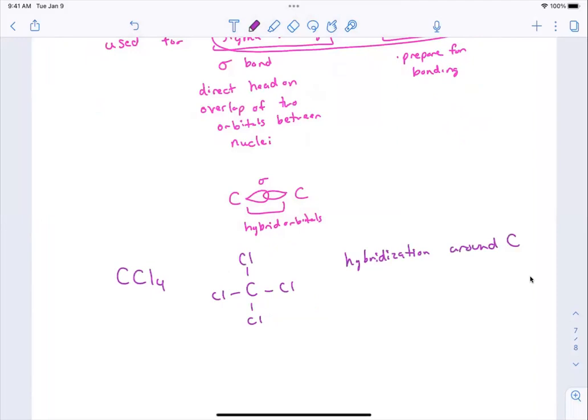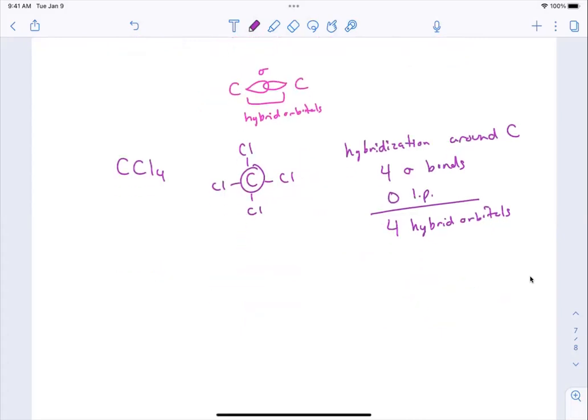How many sigma bonds does that carbon have? Juan Diego, don't distract you. Okay. How many sigma bonds around the carbon? 4. So there's 4 sigma bonds. Because the first bond between two atoms is always a sigma bond. 0 lone pairs. So that means you need 4 hybrid orbitals.